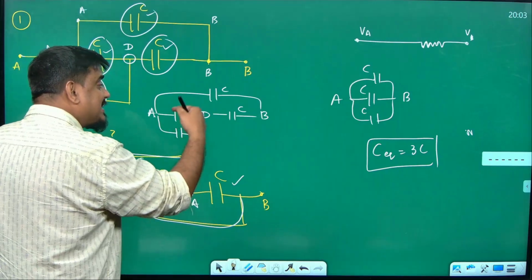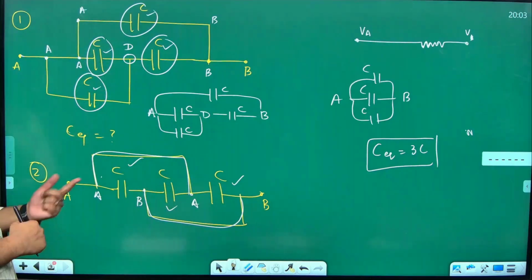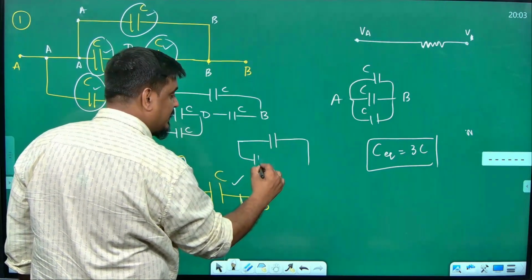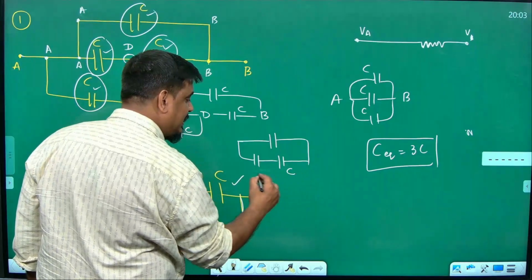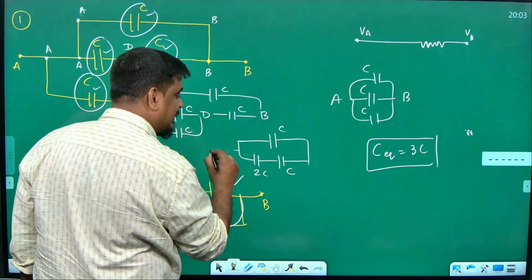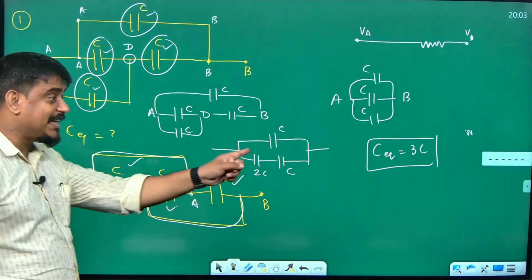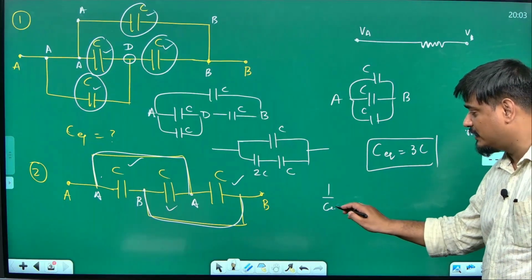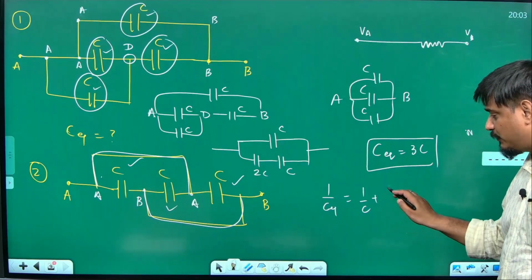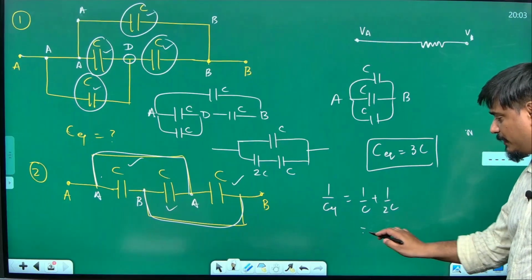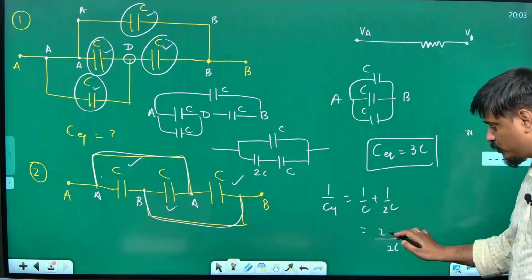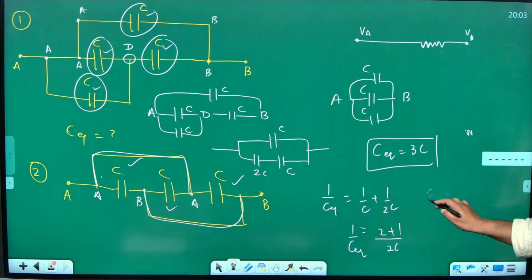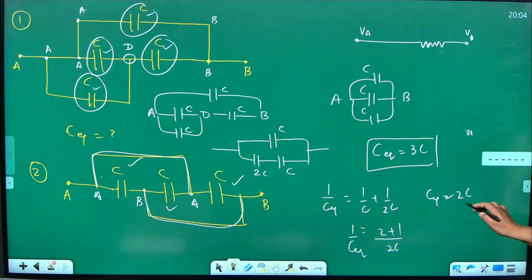Now this C and C are in parallel, it will become 2C, so I am going to get one C, here one 2C, once again a C, C, 2C and C. Is it clear? Now 2C and C are in series, so I am going to write 1 by C equivalent is equal to 1 by C plus 1 by 2C, which will become LCM as 2C, it will become 2 plus 1. So 1 by C equivalent will become equal to 3 by 2C. So C equivalent will become 2C by 3.